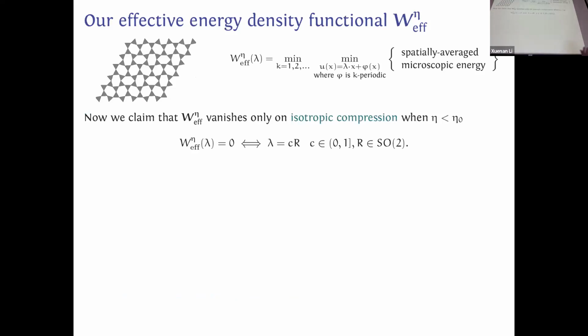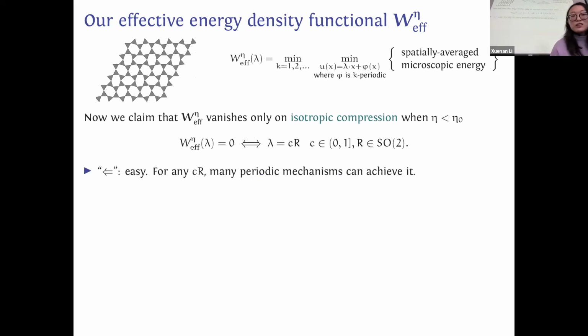Okay, so the key point that we think is the most interesting is that we can show the W effective eta actually vanishes only at isotropic compressions. So the W effective eta is only going to vanish when lambda is a constant times a rotation, and the constant must be in the range 0 to 1. You can include 1, but you cannot approximate 0. One side is very easy. If you just have an isotropic compression, you can approximate using either a 1-periodic mechanism or a 2-periodic one, whichever you like, and then you find that the energy is going to be 0.